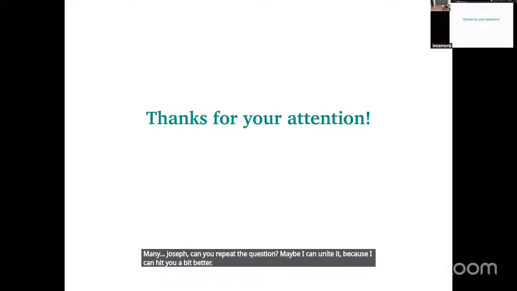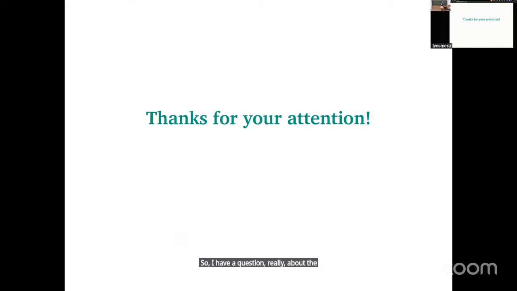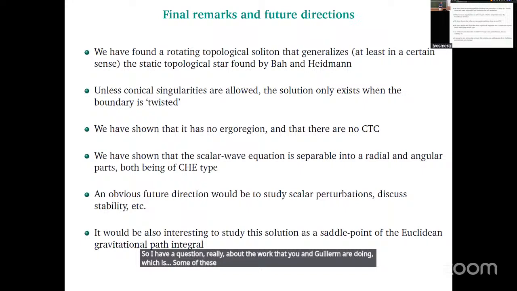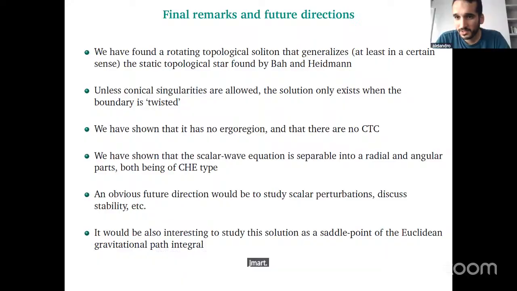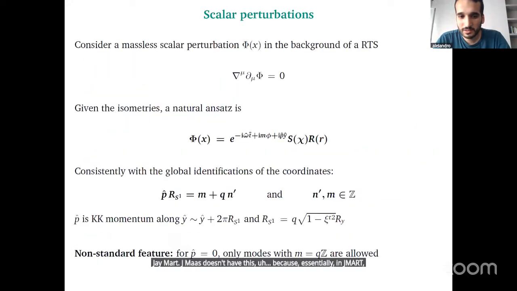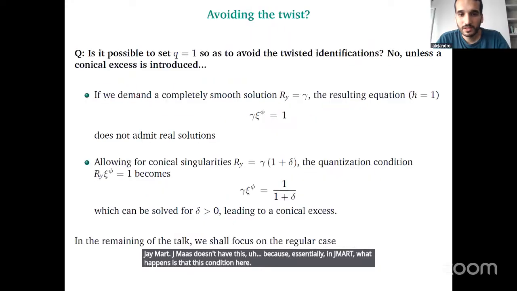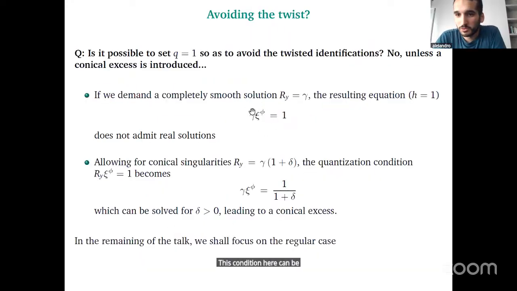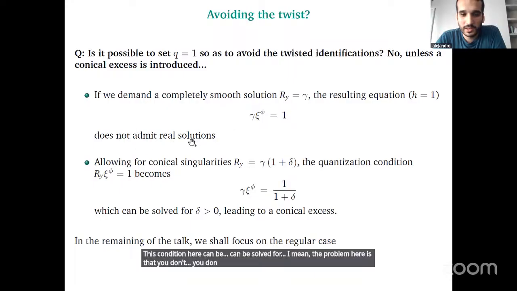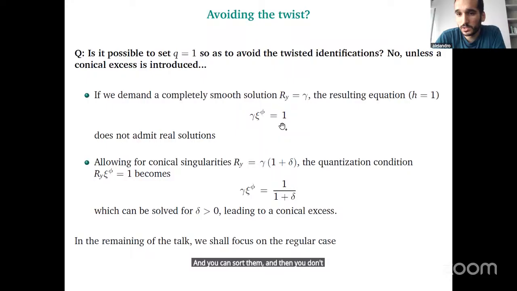So I have a question really about the work that you and Pierre were doing, which is that some of these things have strange boundary conditions. Are there any rotating ones that don't have strange boundary conditions? Because in your talk you said these are sick and those are sick, but I want to know whether anything survives apart from the static ones. JMaRT doesn't have this, because essentially in JMaRT this condition here can be solved for. The problem here is that you don't get a real solution, but in JMaRT you have an analogous condition. Actually, I think you have two, and you can solve them, and then you don't have this problem with the twist.